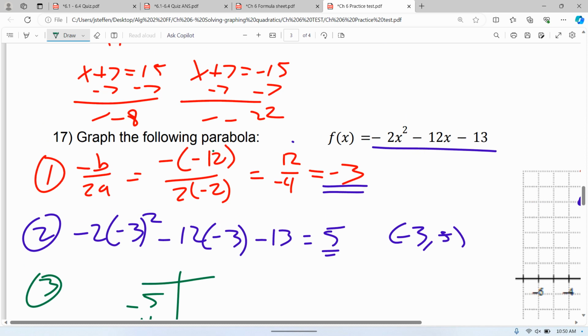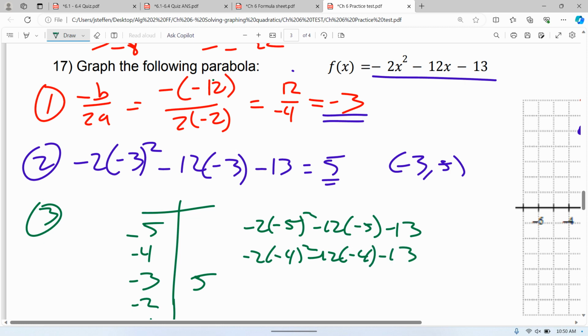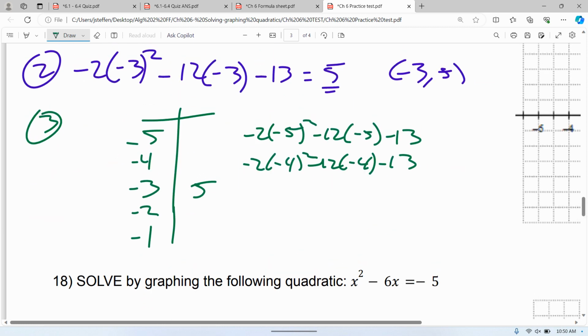Negative 2 times negative 5 squared minus 12 times negative 5 minus 13. I have negative 2 times negative 4 squared minus 12 times negative 4 minus 13. I have the same thing with negative 2, negative 1. So all you do is put that in your calculator. Negative 2 parenthesis negative 5 parenthesis squared minus 12 parenthesis negative 5 parenthesis minus 13. That gives me negative 1. Now again, remember, once you have it in your calculator once, you should be able to go back and select that last equation and then put in the new numbers. So I'm just going to put in negative 4 for these.